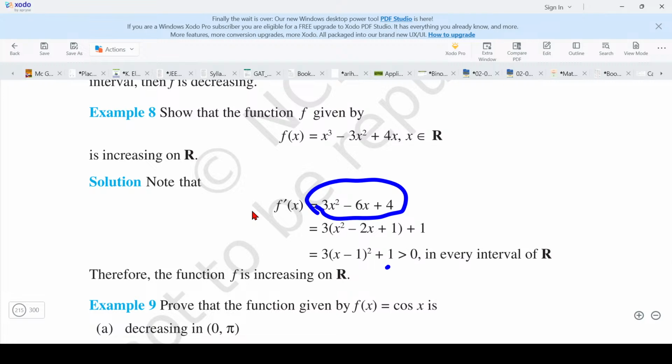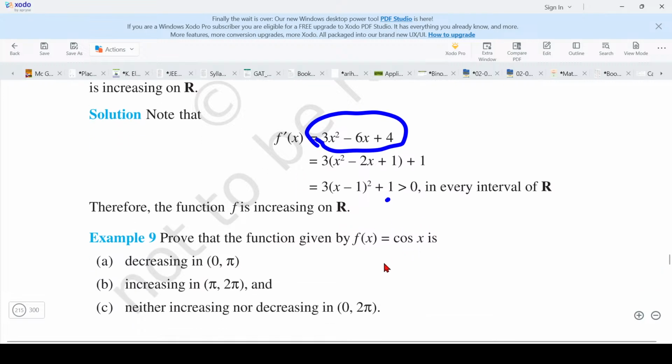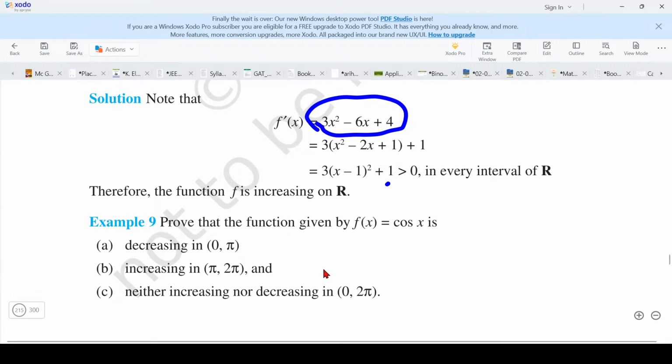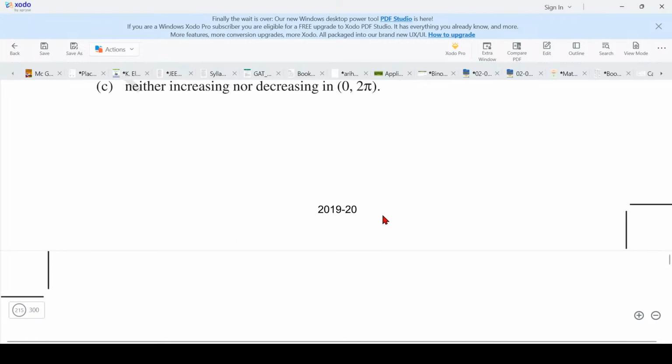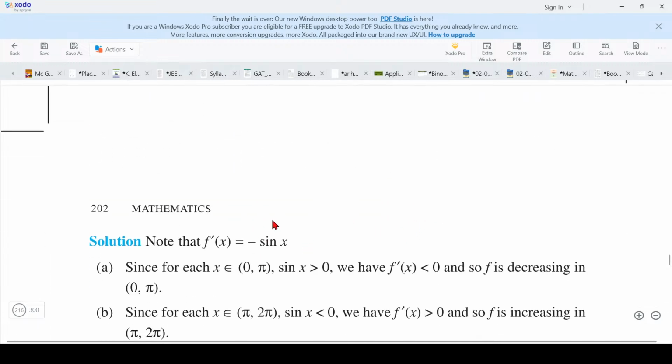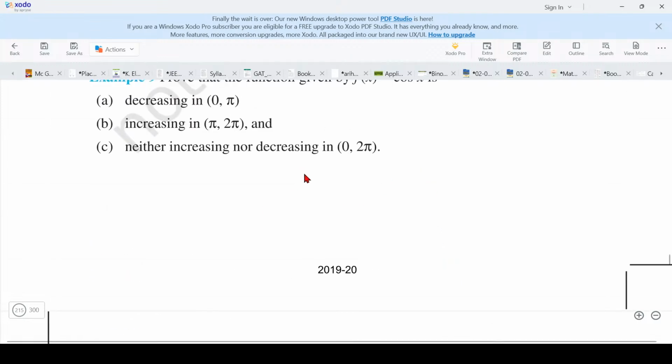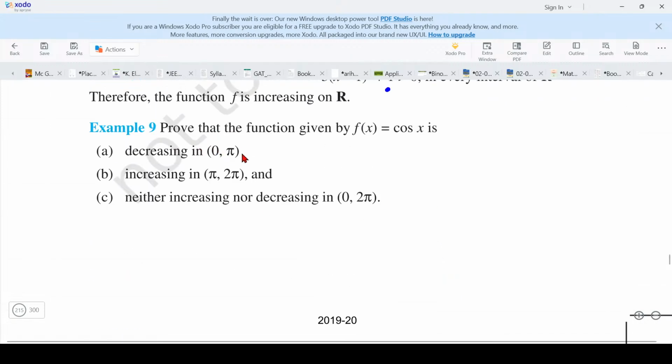Agreed? Here, the function f of x is decreasing, increasing, or neither increasing nor decreasing in 0 to pi. He is saying something. So now what is f dash x? f dash x is minus sin x. Now, minus sin x between 0 and pi is actually negative. What does that mean? The slope of this function is negative between 0 and pi.